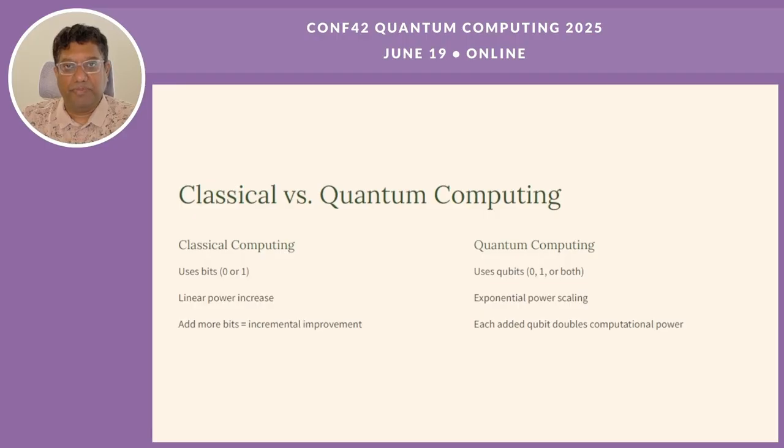Classical versus quantum computing. The current classical computers use bits for calculations and computations. The bits can maintain the state of 0 or 1, whereas quantum computing uses qubits, where each qubit can maintain a state of 0, 1, or both. To double the computation power of a classical computer, we need to double the bits. Whereas to double the power of a quantum computer, we just need to add one more qubit. That's the best thing about quantum computing.